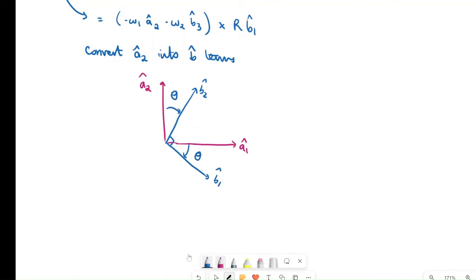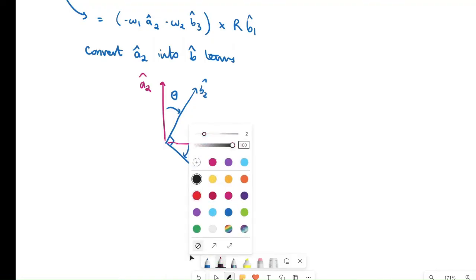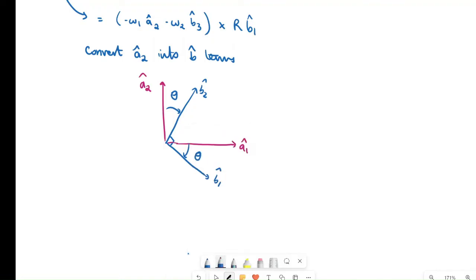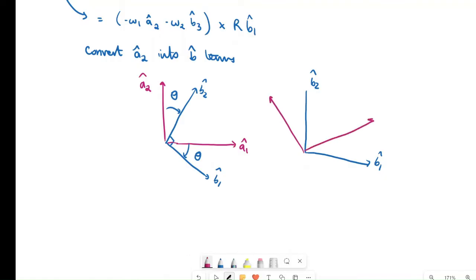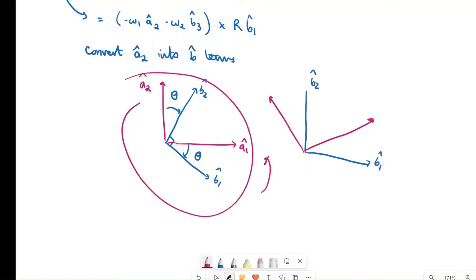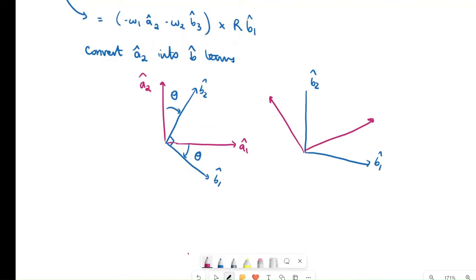Something that helps me sometimes, because it's hard to visualize some of these things, is to move it so that the B1 and B2 hat are flat with the page, and then the A1 and A2 hat are at an offset. All I did was take this image and flip it a little bit, and that's what gives me this image. So now my A1 is this way, A2 is this way, and the angle between them is theta.